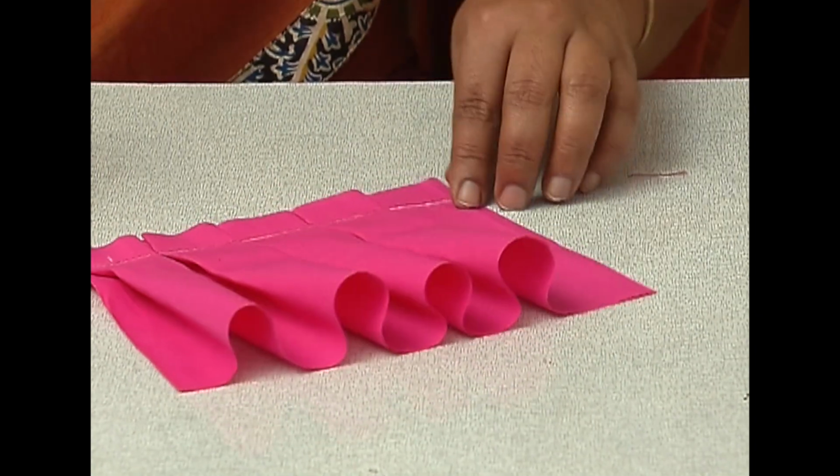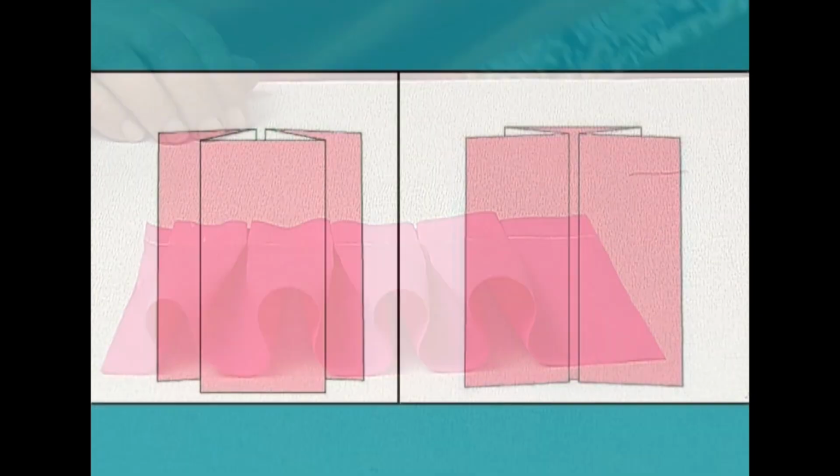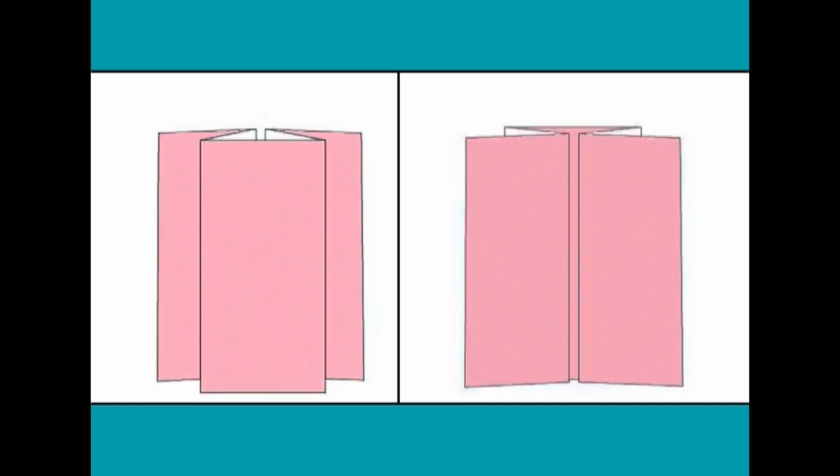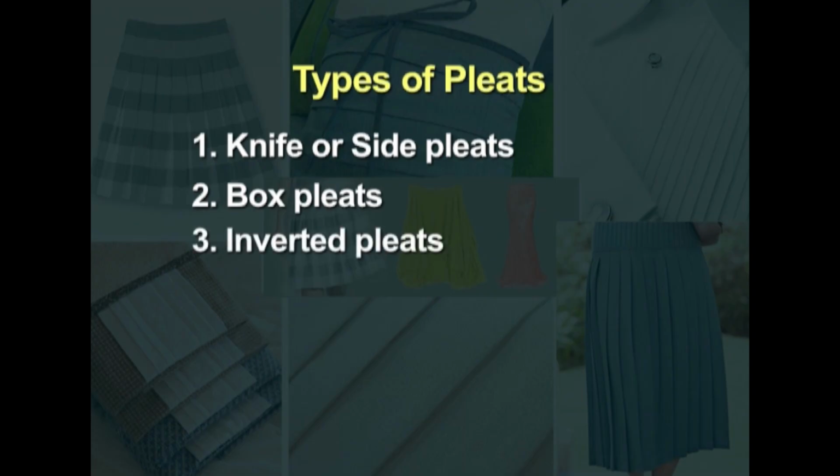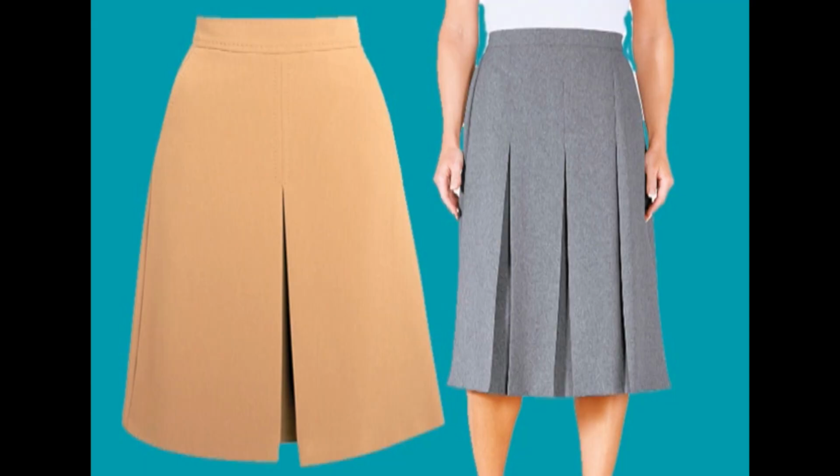These are used quite often for uniforms, and sometimes 1 or 2 box pleats are made in the center front or center back to vary the design. And then we have another variety that is called the inverted pleat. It is just the opposite of the box pleat.